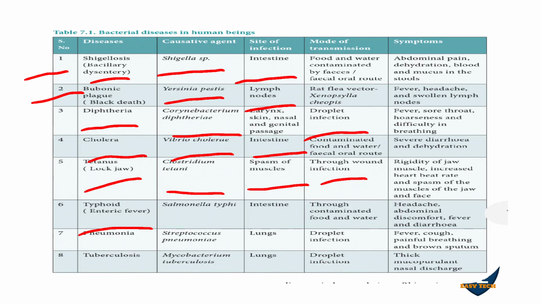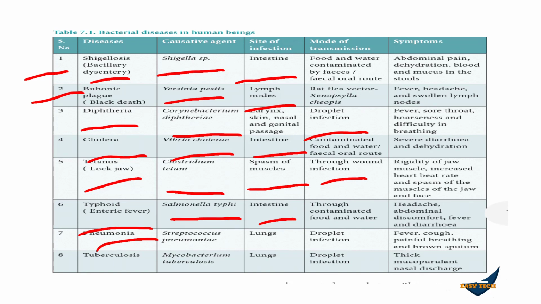And the next one is typhoid fever, otherwise known as enteric fever. The causative agent is Salmonella typhi. It affects the intestine, and the mode of transmission is contaminated food and water. Symptoms: headache, abdominal discomfort, fever and diarrhea.